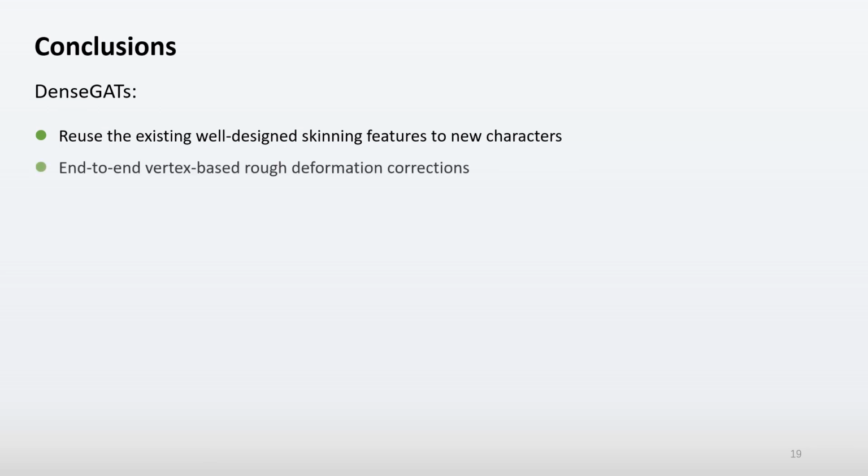To conclude our work, we have presented a DenseGATs network that leverages existing well-designed skinning features of characters to accurately predict deformations for new characters. Our approximation is an end-to-end process that can directly predict each vertex deviation in each animation frame. Our GAT blocks and dense modules allow for efficient utilization and transmission of self and adjacent information through our network.